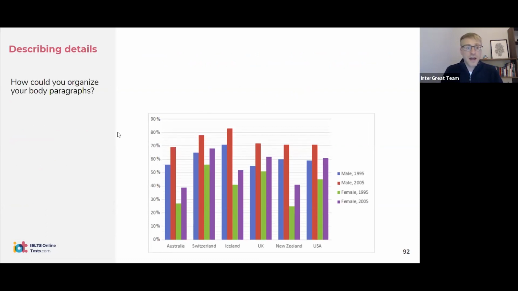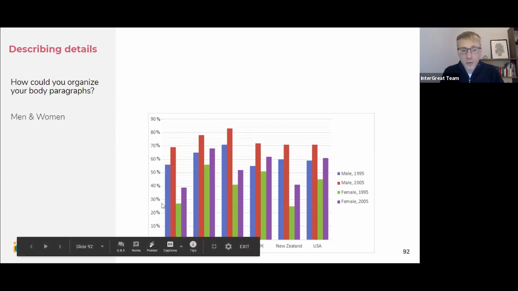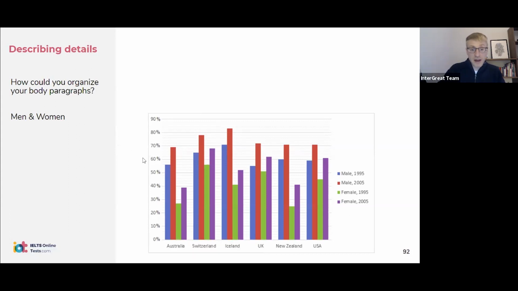So we've talked about the body paragraphs. We're gonna have 2 body paragraphs. We think we can split them into a few different ways, right? We could talk about men and women, men in one paragraph, women in another paragraph. We could talk about the highest countries and the lowest countries. We could describe it by country, right? We could also describe it by year. One paragraph on 1995, one paragraph on 2005.